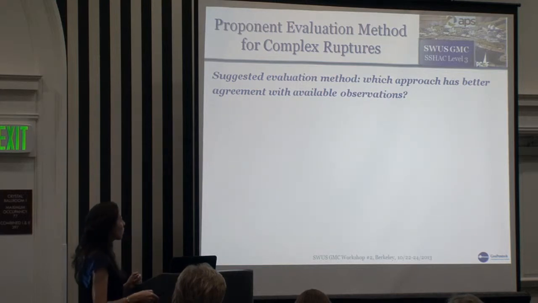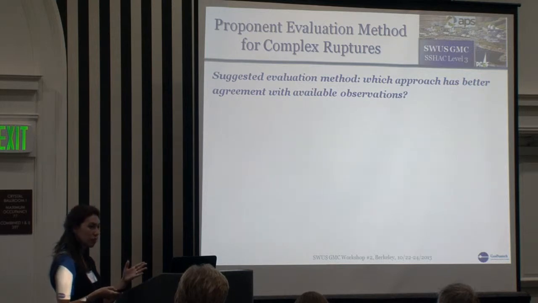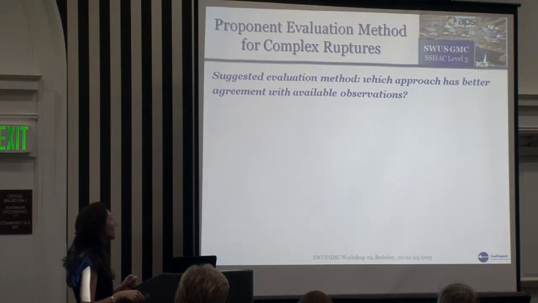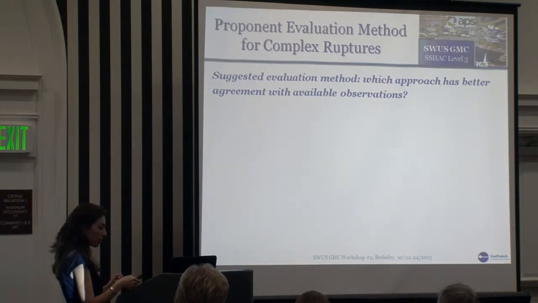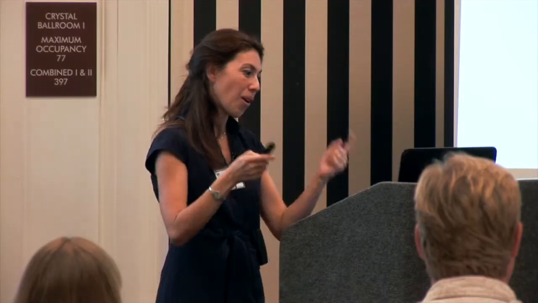Okay, so moving forward, what could be a simple but yet reasonable approach to evaluate which method or which choice of fault parameter works better? So we want to compare our predictions with available observations. So this is just to guide you through the analysis that I performed. In my case, I computed my predicted spectral values using, again, Abrahamson et al. and Chiou and Youngs. So one time I used the local parameters for the Chiou and Youngs, or the average fault parameters for Abrahamson, because respectively the modelers used the local and the average.